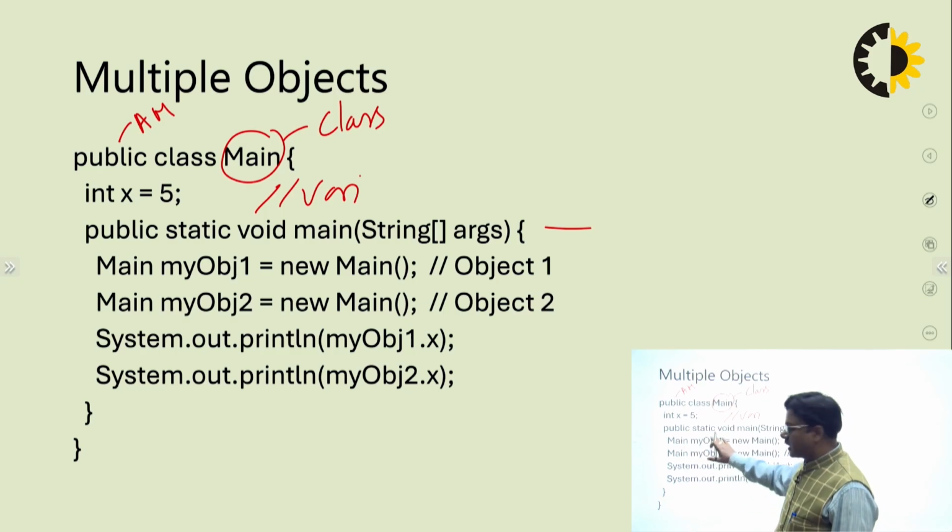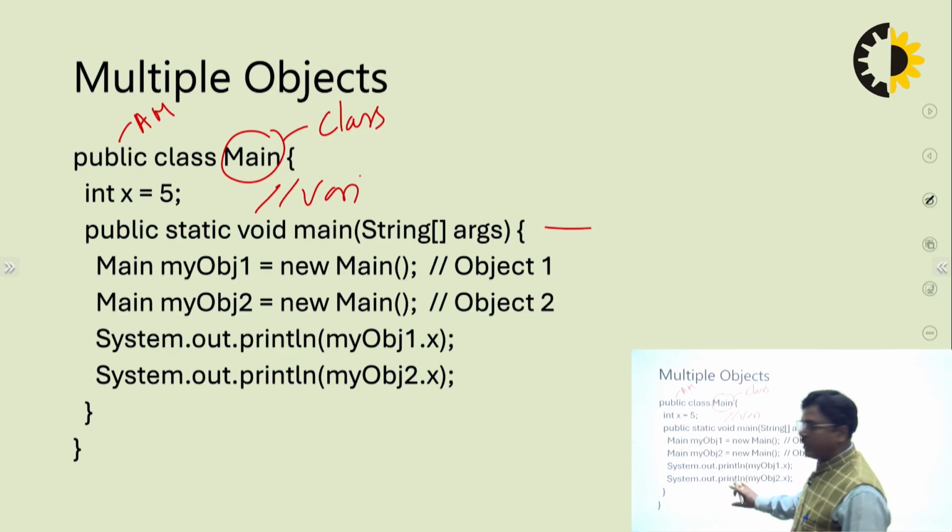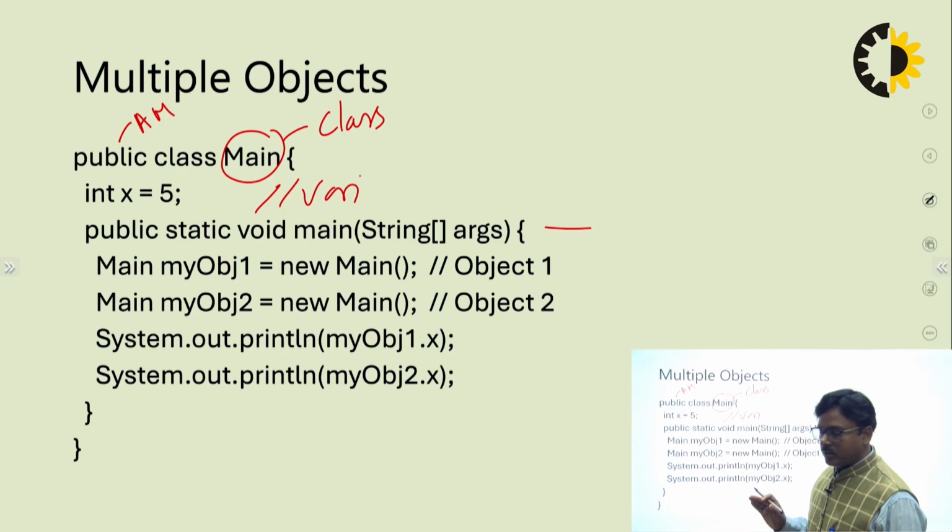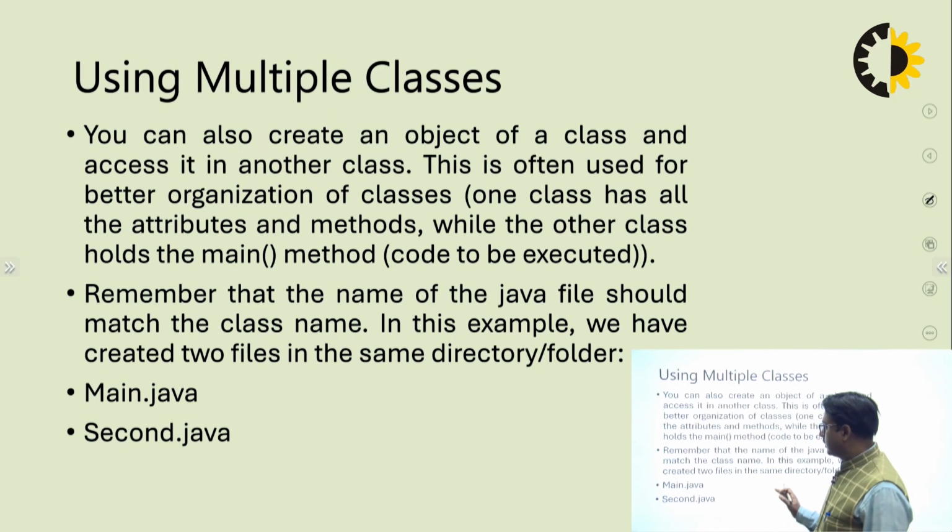Here two objects have been created, myObj1 and myObj2. With the help of these two objects, the variable x has been called here and displayed. This is a very simple program which has been explained here by implementing the code, showing how exactly this Java program works in the Java programming language.